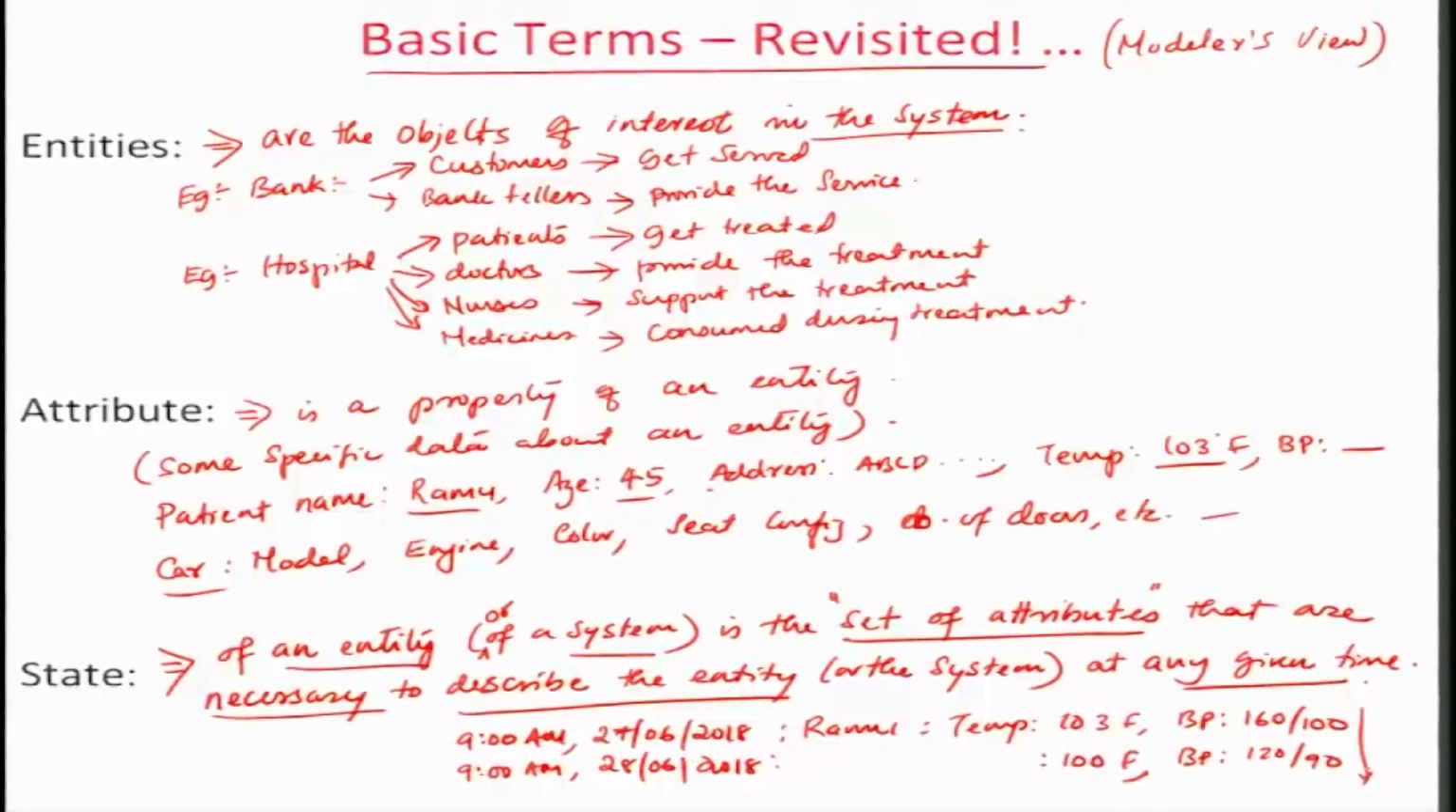So, the state of the entity called Ramu is in a condition that the BP is reducing, the temperature is reducing. So, you can conclude that health is improving. Such an example is called the state of the system or state of the entity.